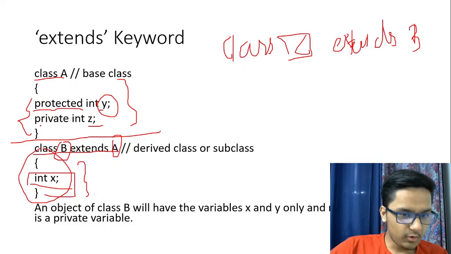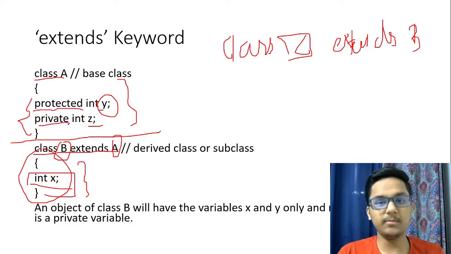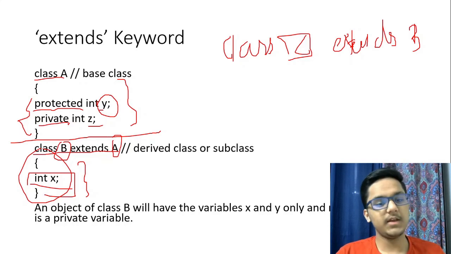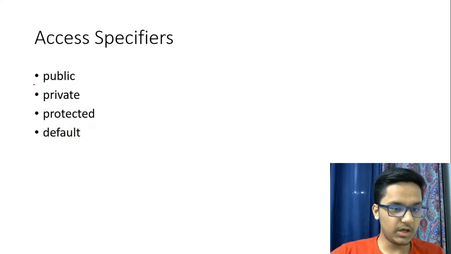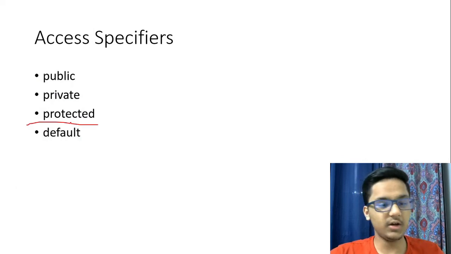Now, what are all these access specifiers? There are actually multiple, but there are three main: public, private, protected. So when we create a class like public class, public static void main, any function with public, public is an access specifier. So these are the three main, and then default we'll cover later.